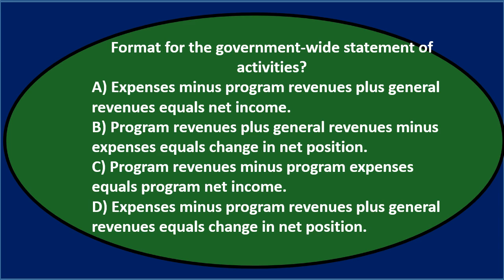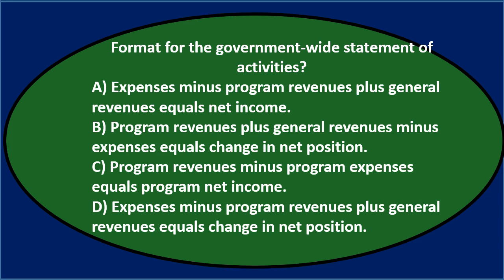First question, format for the government-wide statement of activities, either A, expenses minus program revenues plus general revenues equals net income, B, program revenues plus general revenues minus expenses equals change in net position, C, program revenues minus program expenses equals program net income, or D, expenses minus program revenues plus general revenues equals change in net position.